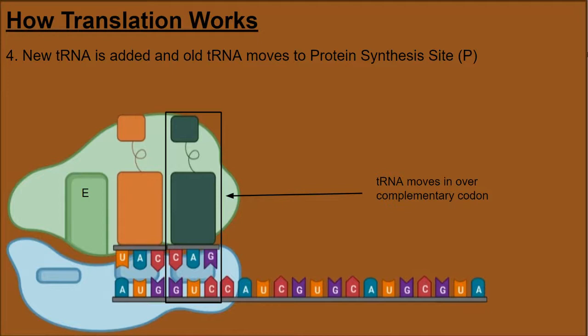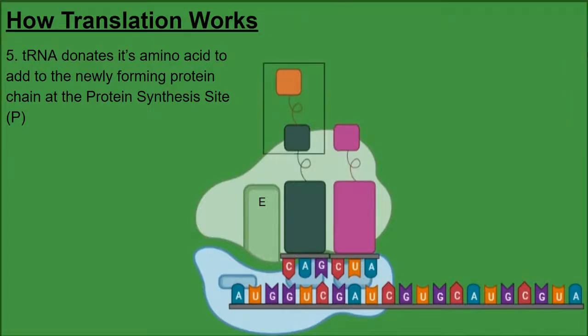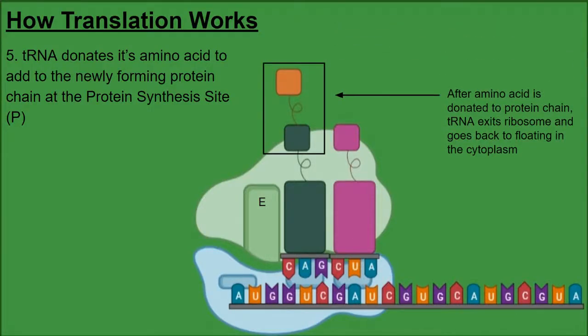The fourth step is for the ribosome to grab another tRNA molecule. It has to be complementary to the next codon in the strand, and it moves to the A site. At the same time, the tRNA that was in the A site moves to the P site. The fifth step is for the first tRNA to move to the E site and donate its amino acid to the tRNA in the P site.